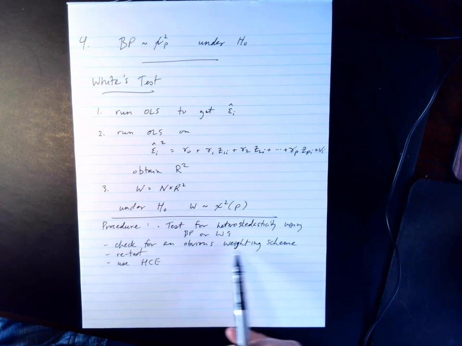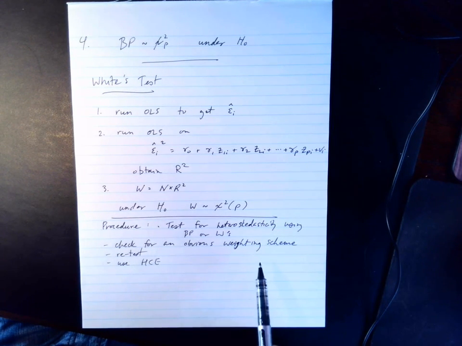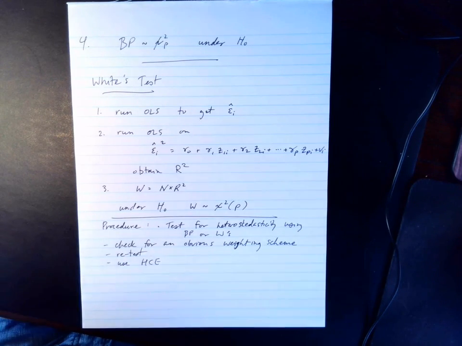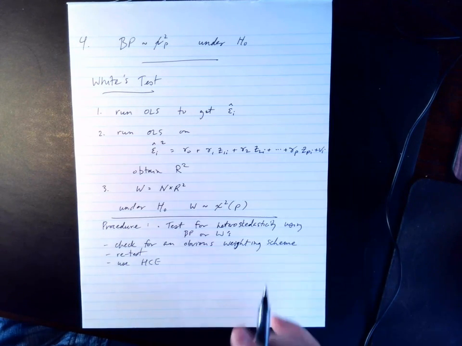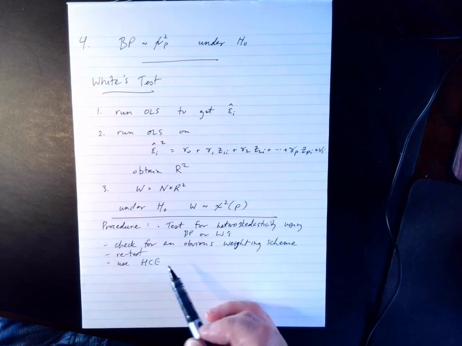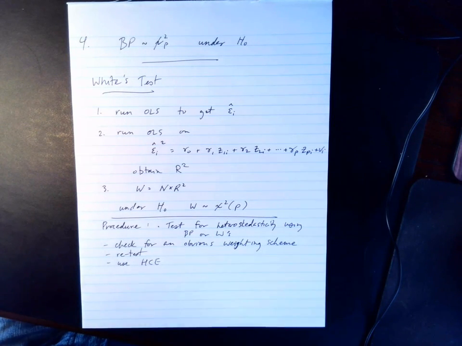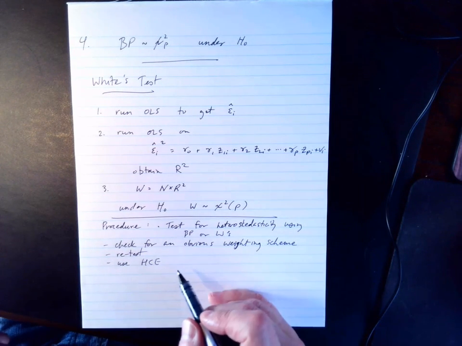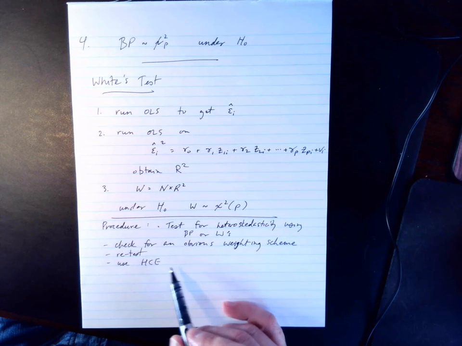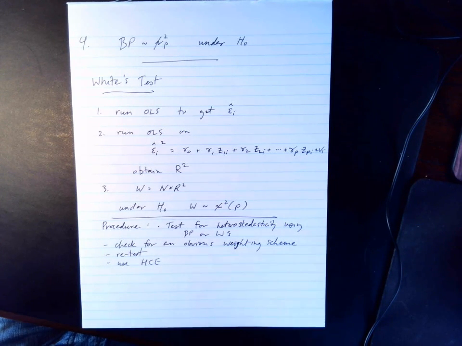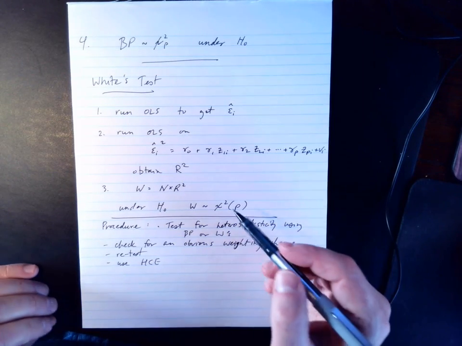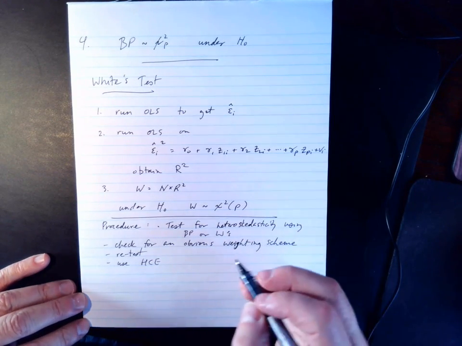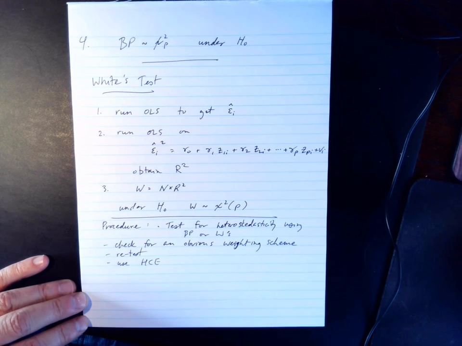There is a chance that using a weighting scheme will give you that generalized least squares solution that might fix it. If you retest it, maybe the problem's gone away, so that's fine. You can then just use OLS. But if it's still present, then you just use White's heteroskedasticity consistent standard errors.